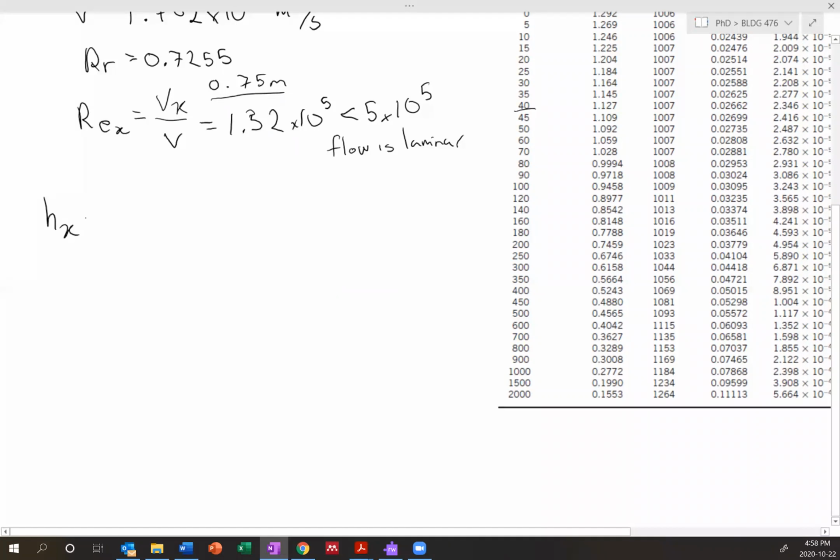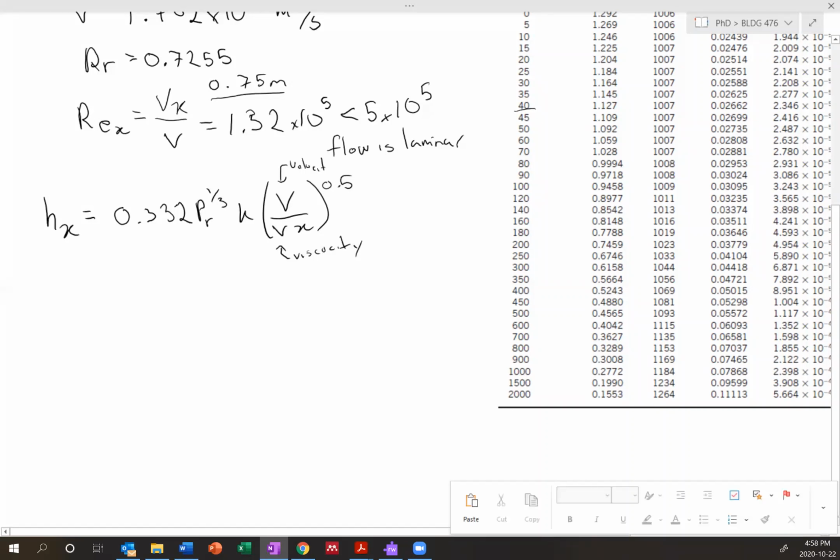So again, this isn't always true, but for a flat plate laminar flow, our convection coefficient is related to our Prandtl number to the 1/3, k, v over viscosity x. So this is velocity and this is viscosity. Oh, this is to the 0.5. So these are both things we know from the question and from the chart.